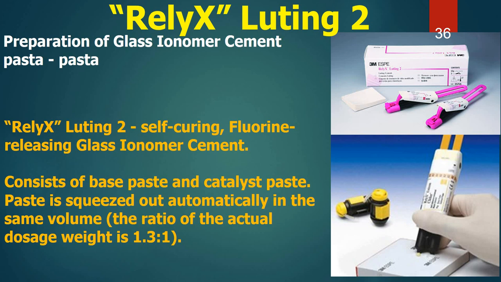Preparation of glass ionomer cement paste. Self-curing, fluoride releasing glass ionomer cement. Consists of base paste and catalyst paste. Paste is squeezed out automatically in the same volume. The ratio of the actual dosage by weight is 1.3 to 1.